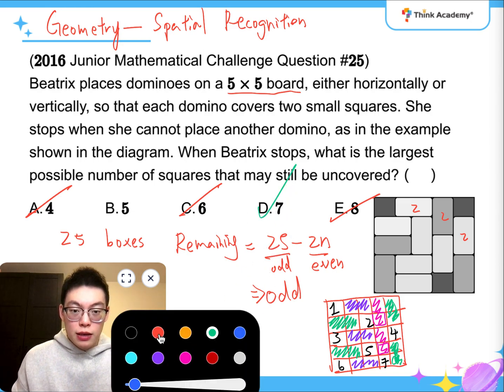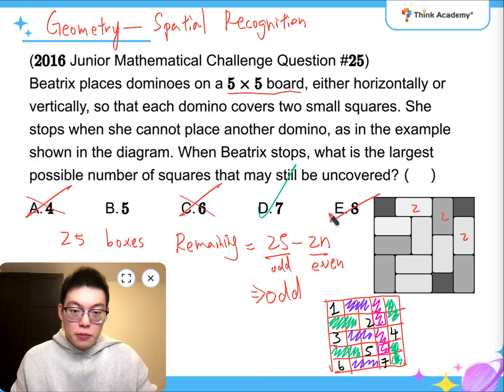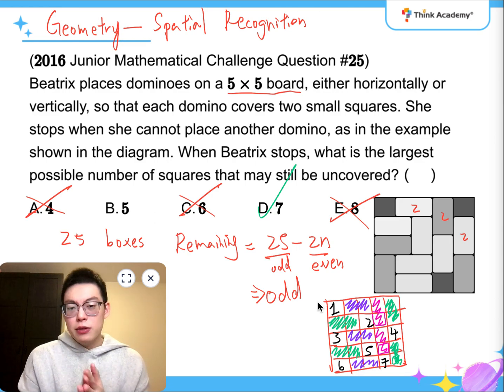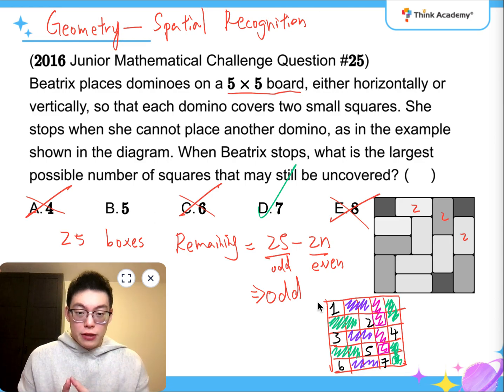Okay? And these are eliminated. So you just need to try between 5 and 7. Just try to make it 7 because that's the larger one, right? So try your best to make 7. If you can't, then the answer would be 5. But then since we can make the number of blanks 7, that's going to be 7.